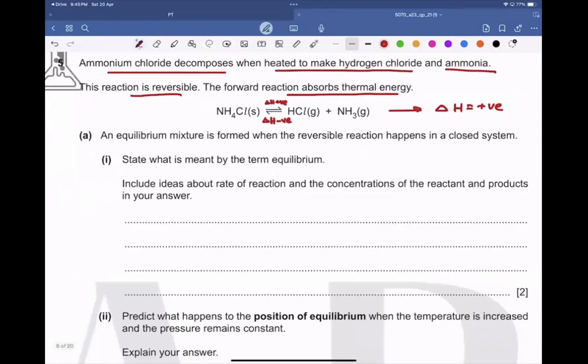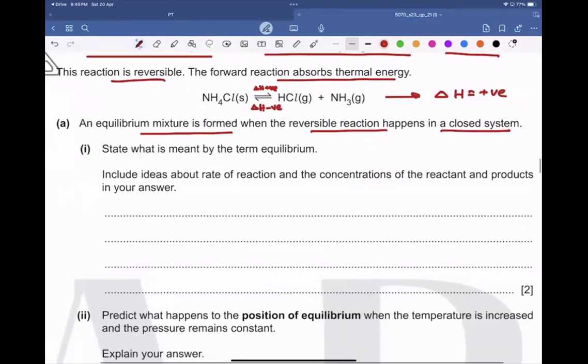Okay. An equilibrium mixture is found when the reversible reaction happens in a closed system. Okay. State what is meant by the term equilibrium. Include ideas about the rate of reaction and the concentration of the reactants and products in your answer. So see, they have told you in what way you have to explain it. Rate of forward reaction is equal to rate of backward reaction. Very good, Zainab. Yes, Rahim, very good. But your answer is half. Okay, you guys just give me a minute, please.